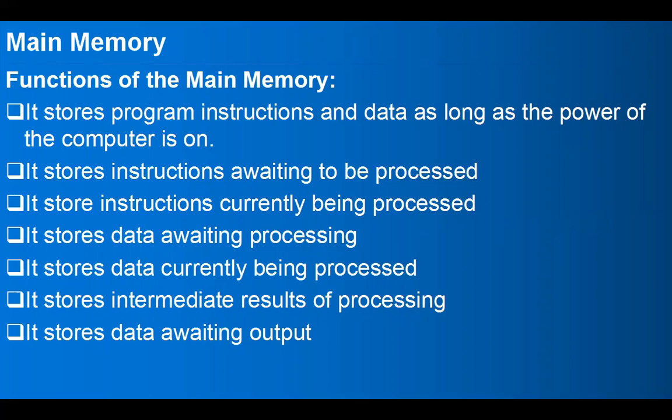Also, it stores the instructions of programs that are currently being processed. It stores data awaiting processing, that is data that is still independent. It also stores data that is currently being processed. Also, it stores the intermediate results of processing, and it stores data awaiting output. So this is the general memory that helps you work on your computer while the power is on.